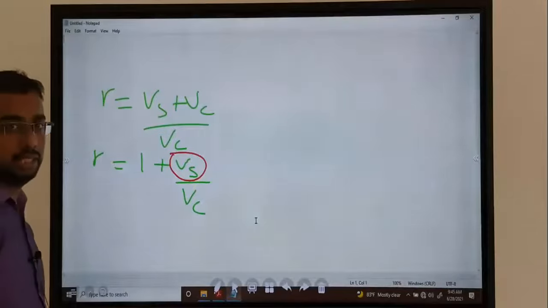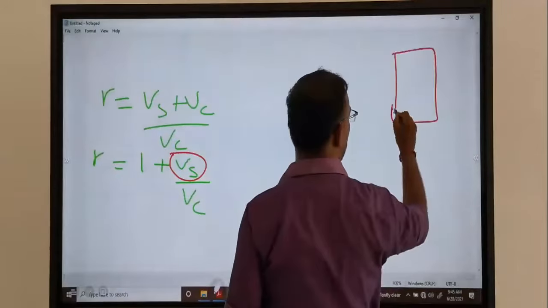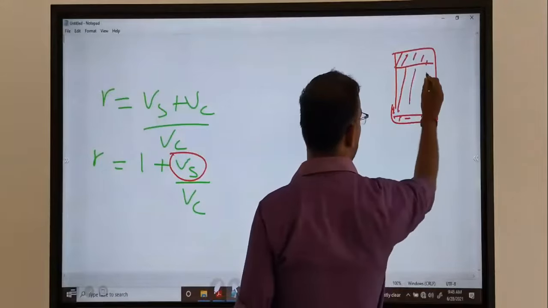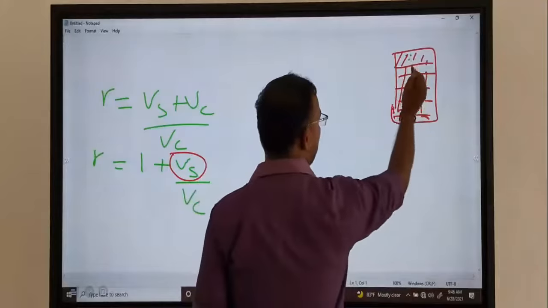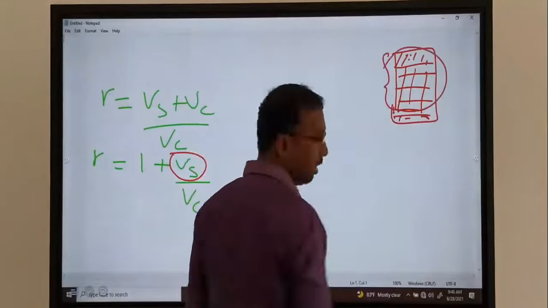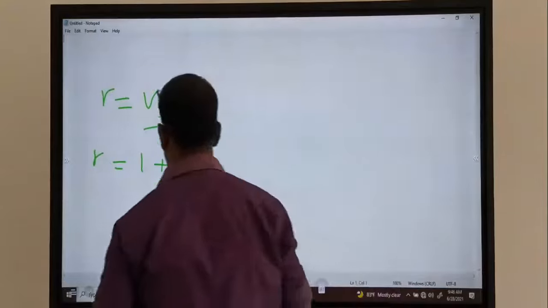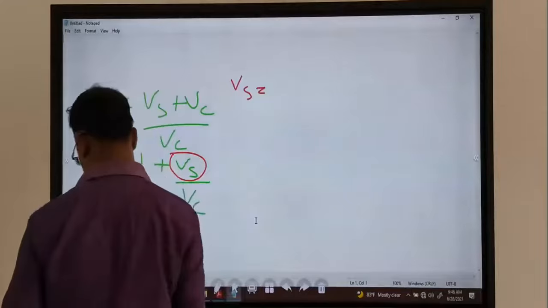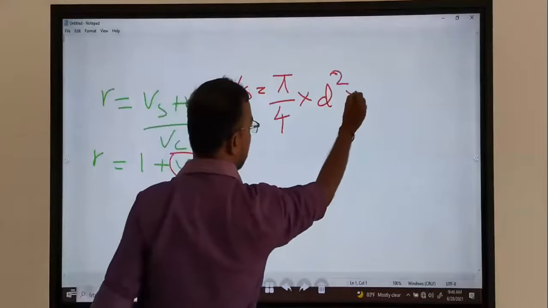The engine capacity means, this is the clearance volume, the piston is here, this is the swept or stroke volume. The total of the swept volume and the clearance volume, the complete volume, we can call the capacity of the cylinder. Engine capacity means that. So here we have to find the stroke volume. So Vs we already know. What is the equation? Pi by 4 into d squared into L.